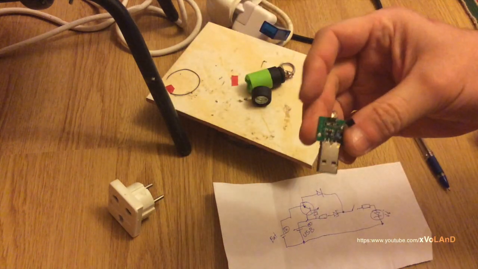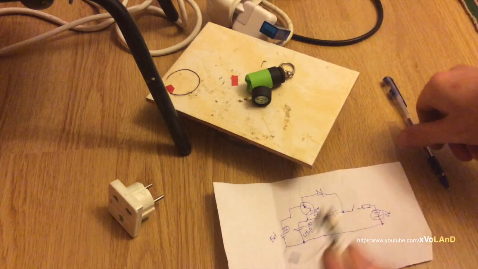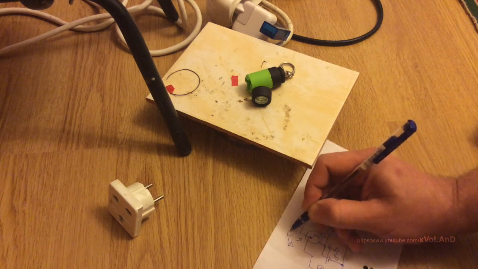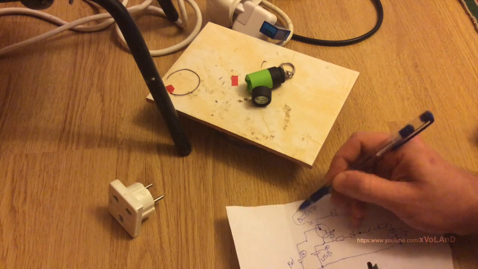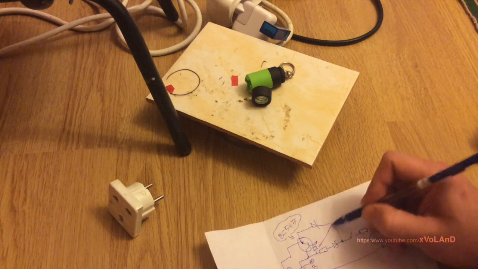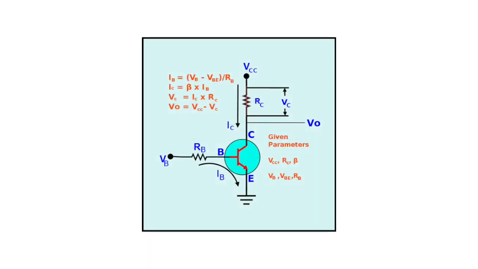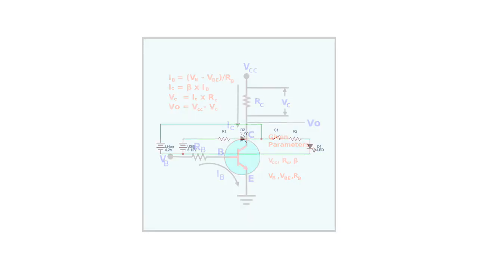But we don't know some values which we need to calculate. This is the value of the resistor which is connected to the base of the transistor. Here is the socket of the flashlight. I remember the electronic theory to control a transistor with a resistor. In the picture, we need to calculate the value RB to control the amperage.